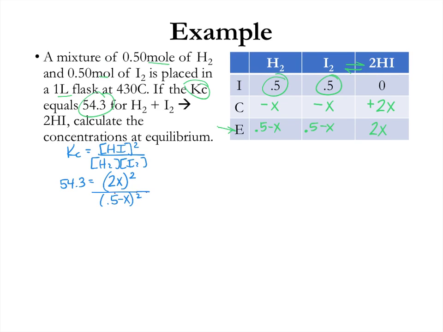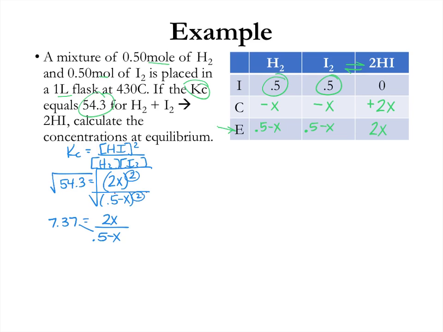Okay, so this is a scenario that you could encounter on an AP question, but you can then simplify this. You can take the square roots of both sides to eliminate this from your problem solving. So we can do that. That will end up with 7.37 equals 2x divided by 0.5 minus x. So now we just have an algebraic equation to solve. So we will cross multiply.